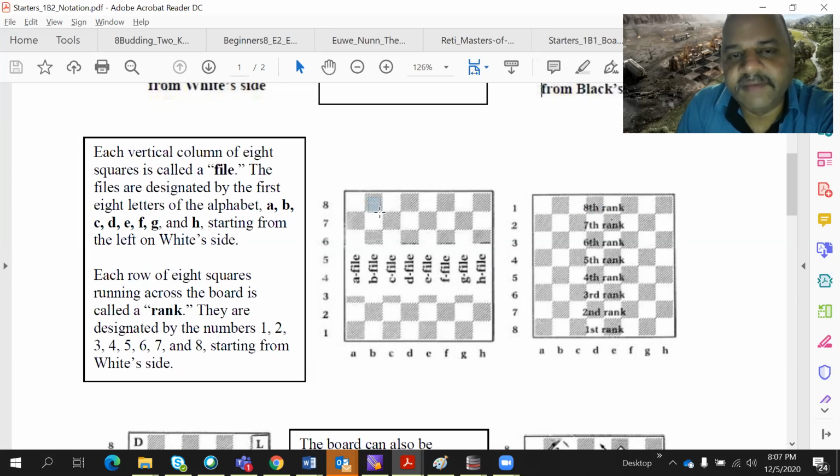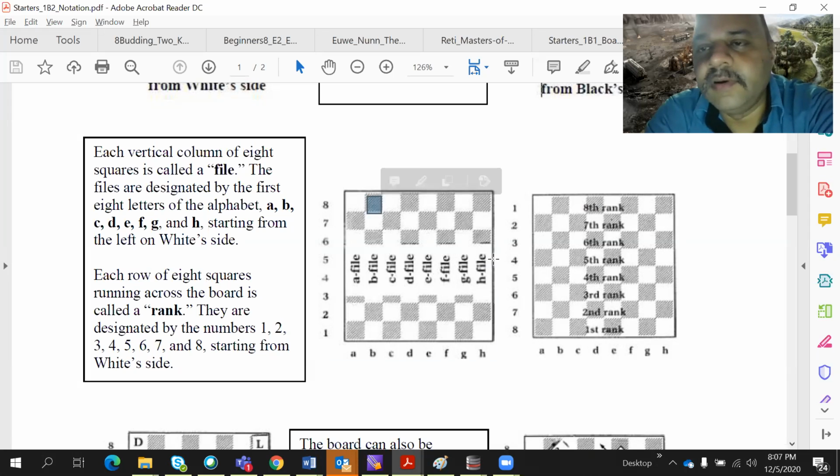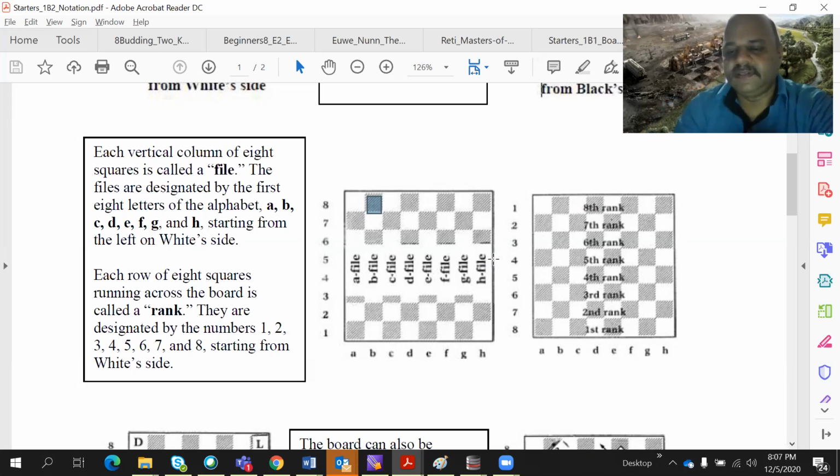This is a dark square, very simple. But white and black, we only reserve for the color of the pieces, because one side is white, one side is black. For that only we use white and black. For the squares we say light and dark squares.